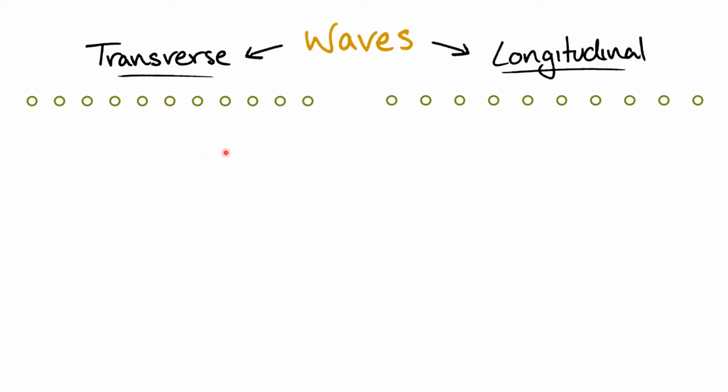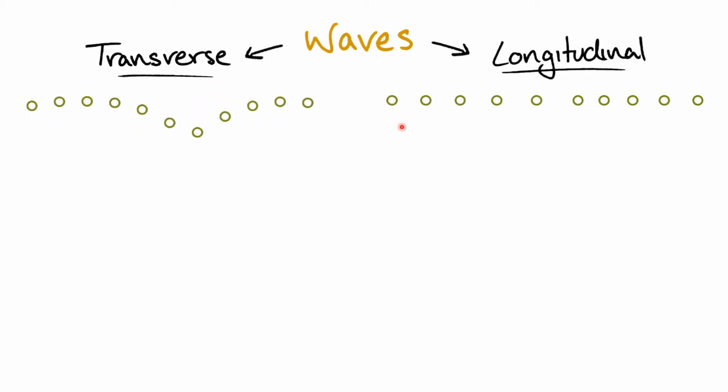Here we have a line of particles. Let's see how a transverse wave moves. What we can see is the energy of the wave is moving from left to right across the screen. But the motion of each individual particle is only ever up or down. We call this motion the vibration of the particles.